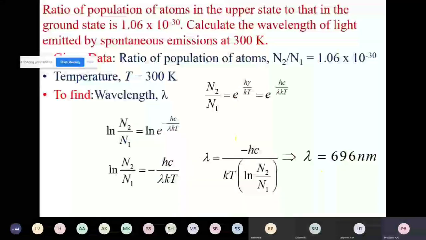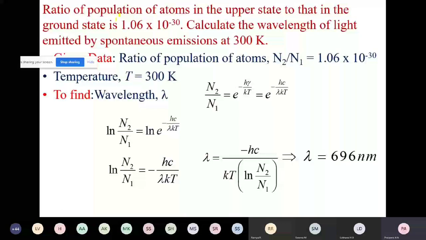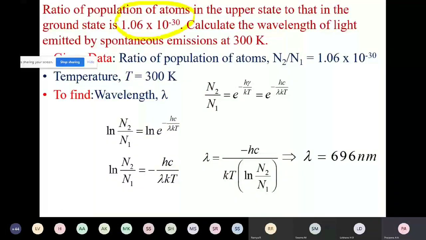And a similar problem is given here. The only difference is N2 by N1 is given. Ratio of population is given, N2 by N1 is given. Temperature remains the same. It is the same as the previous problem. We have to calculate lambda. It seems to be just a rearrangement of the previous problem. I have just changed the data.